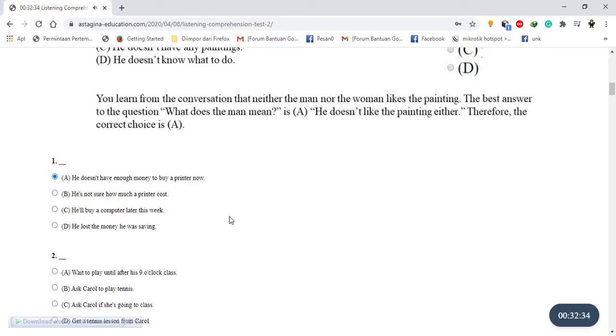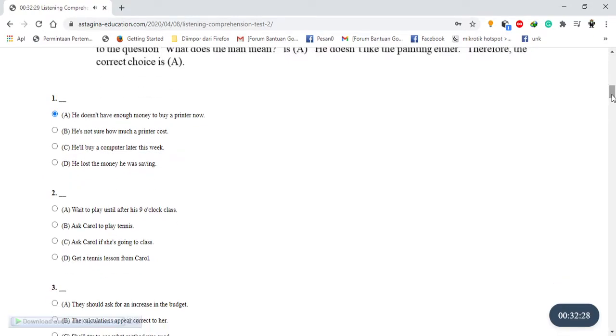Number 2. We need a 4th player for tennis this morning. Do you want to join us? I've got a class at 9, but Carol's free and she's really good. What does the man suggest the woman do?